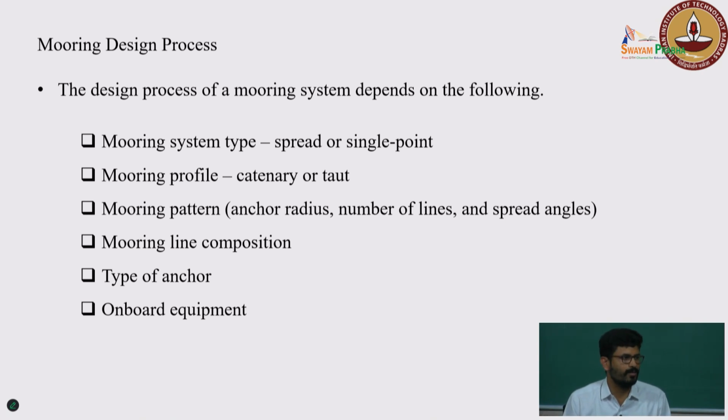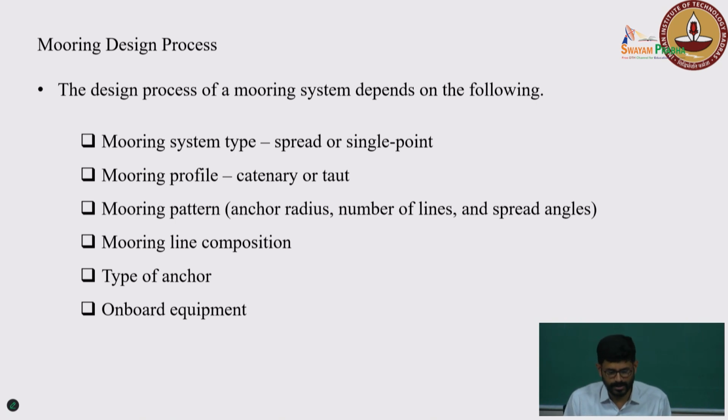But then what is the disadvantage? You need to make sure the point on the seabed has a very good connection. It should not come out, correct? So there is always a trade-off between the different quantities that we talk about. And then the mooring pattern: what should be the anchor radius, and how many lines do I have to choose, whether I have to go for 4x1, 4x2, 4x3, right? And also the spread angles, we also put the angle between the lines, correct? So what should be the angle between them?